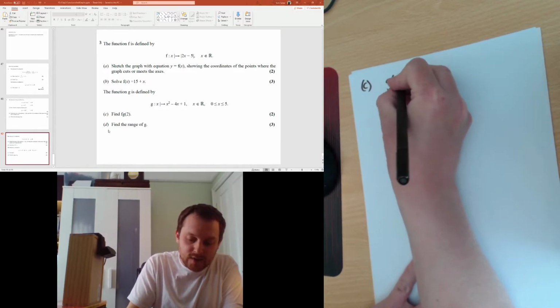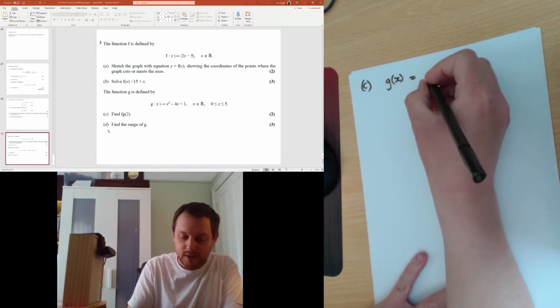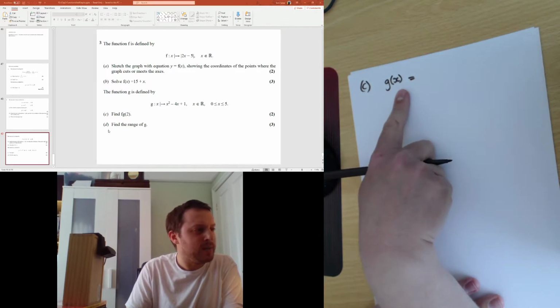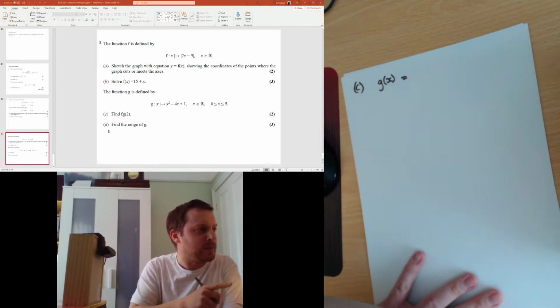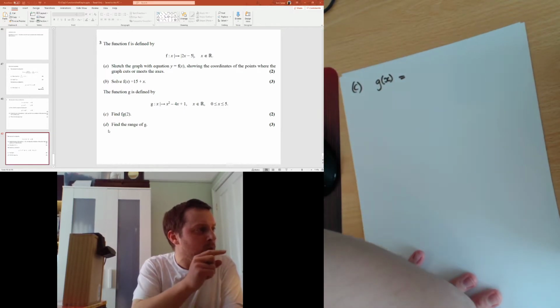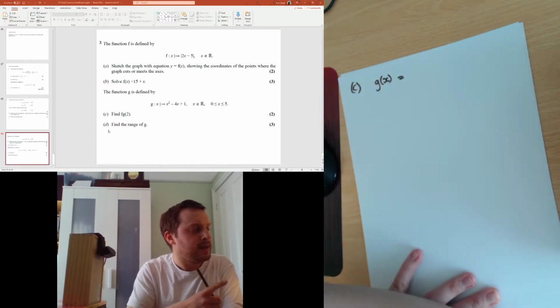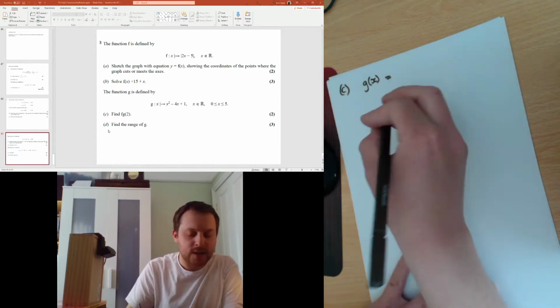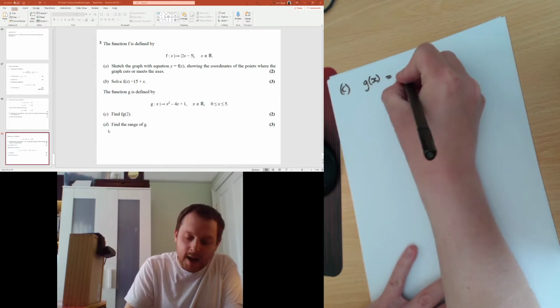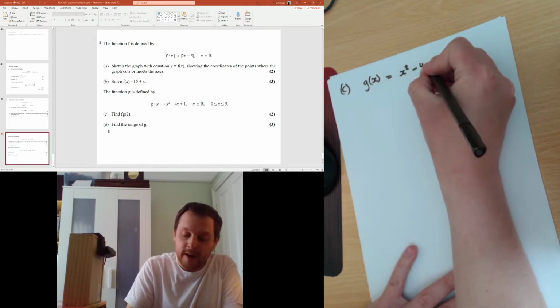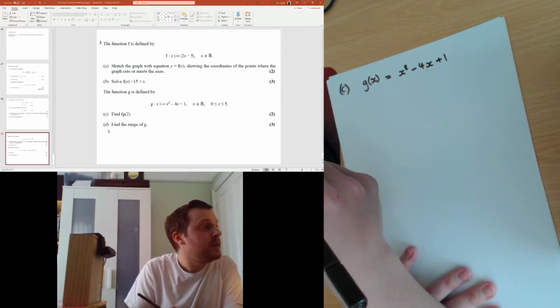G of x is equal to, I'm just going to write it like this straight away, by the way. Again, it's a little typo. It should be the maps to arrow. The vertical line would not be as long on the maps to arrow. So that's definitely just a little typo. X squared, take away 4x, add 1.